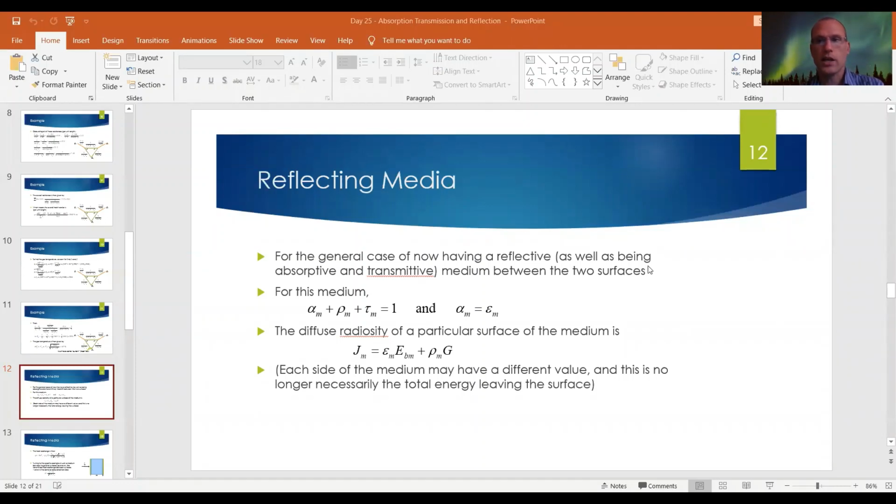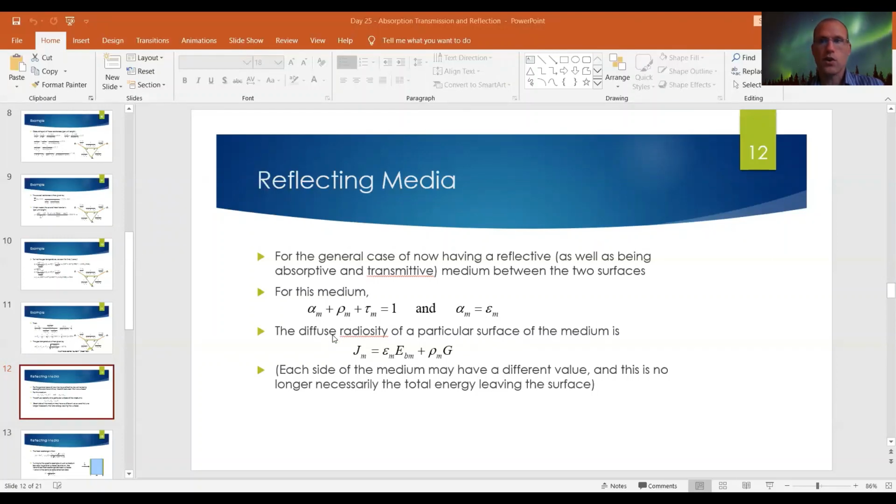And so in the general case, I could have transmission straight through the medium. I could have absorption and re-emission into the medium. I could also have reflection off of the medium. And so instead of having just alpha and tau, I now also have this reflection rho. So now my total energy either has to be absorbed, reflected, or transmitted. So I have this more general statement for my medium. And as usual, alpha and epsilon are the same thing.